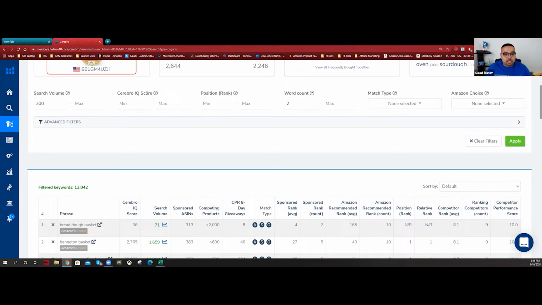Now, Cerebro Score I don't use, position rank I don't use. The word count is only 2. If I'm doing something like thermometer, I will change it to 1. But for now, I want to find the short tail keywords, any keyword that has 2 words. Perfect. Now, the other thing, I don't want to see anything except organic positions, only organic. So now if I'm organically ranked for a specific keyword, that means these are most likely the keywords that are generating the sales for that specific product.